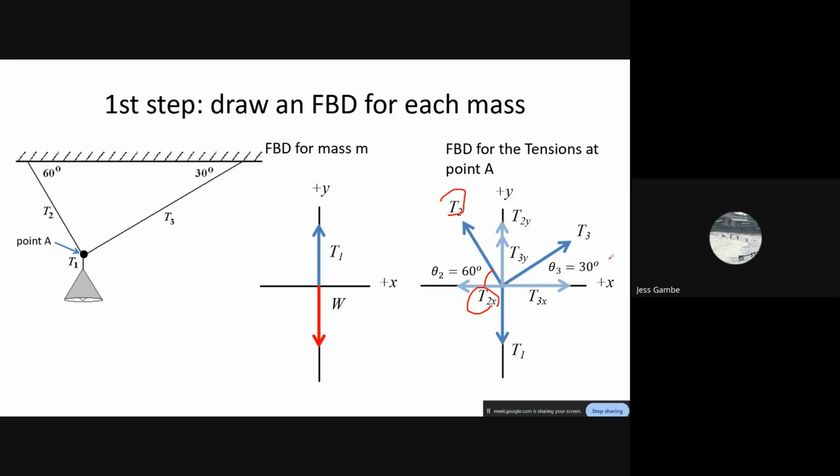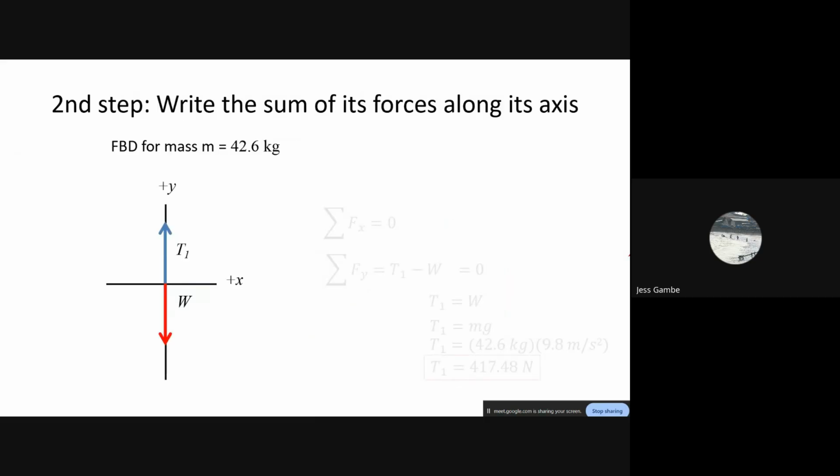And then you have the T3. Your T3, in the first quadrant, so your T3x goes to the right and T3y goes upward. And this is 30 degrees. So now you have the components, and you can now directly sum the components or write an expression.